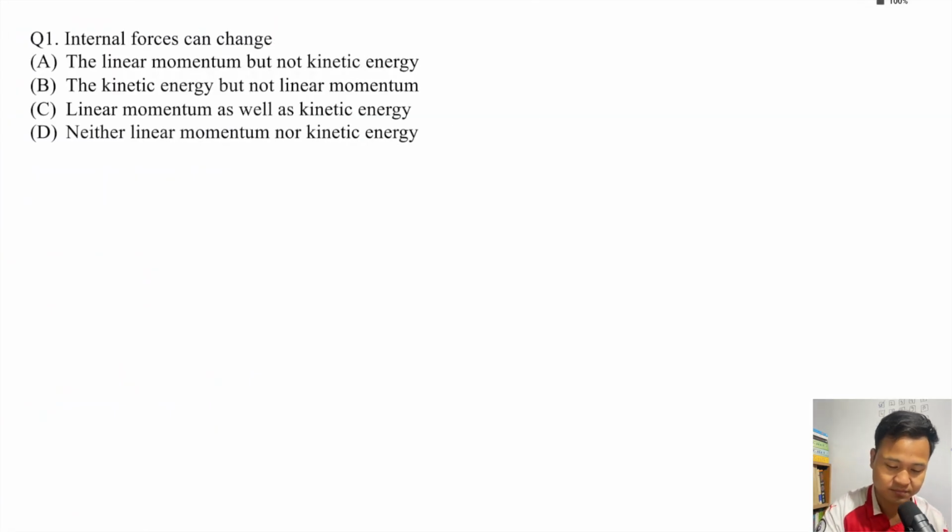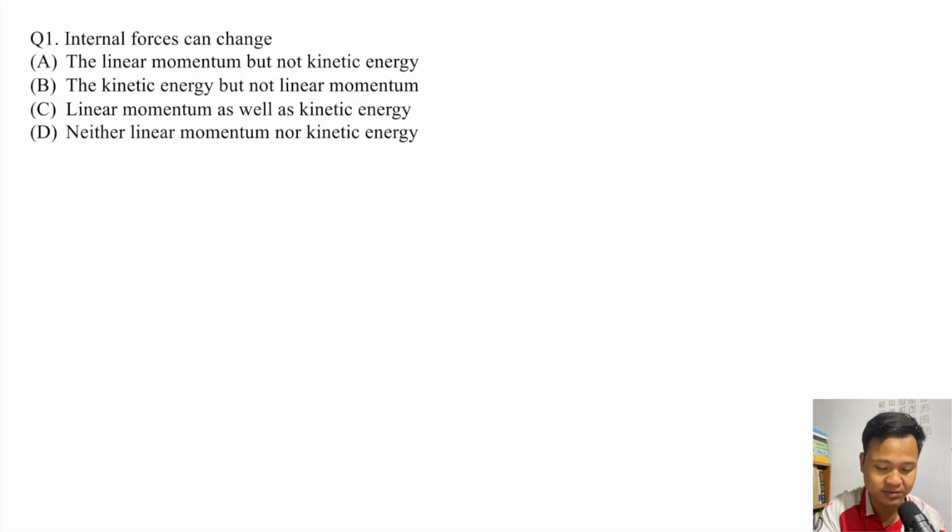So first question. Internal forces can change, option: linear momentum but not kinetic energy. But you have to know one thing. Internal forces can change the energy possessed by the body. So you can change the kinetic energy here, but the linear momentum will not change.